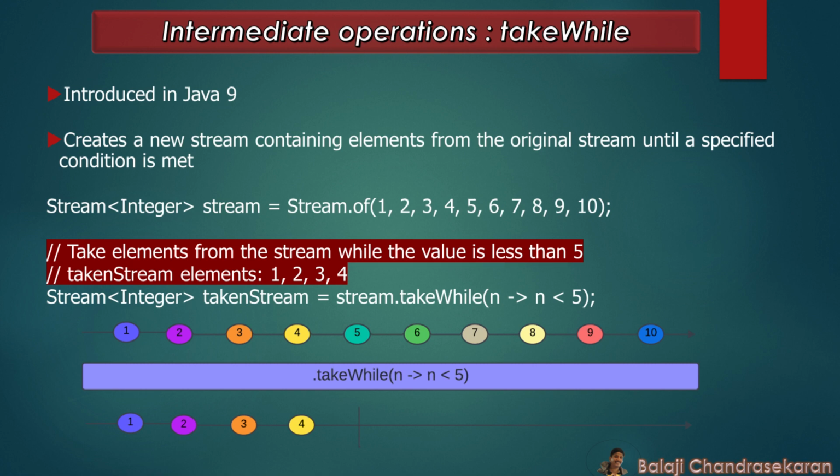The takeWhile method is useful when we want to process the elements of a stream until a certain condition is met and stop processing once the condition is no longer satisfied.